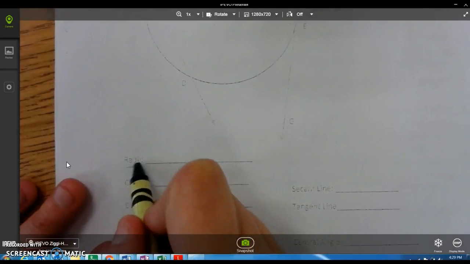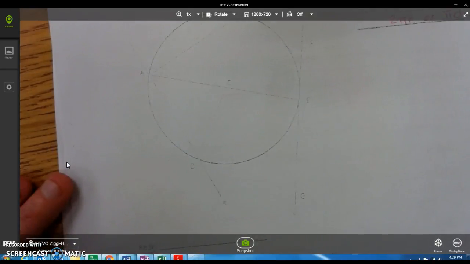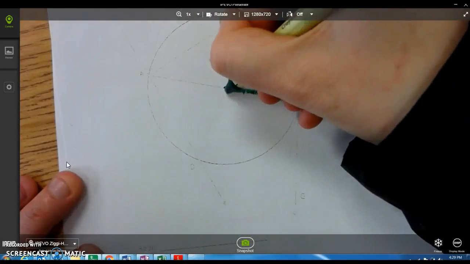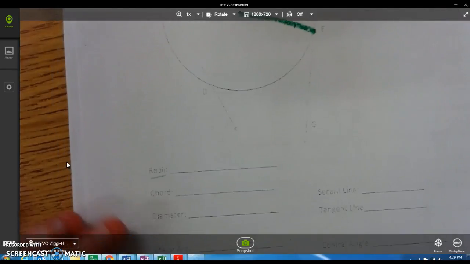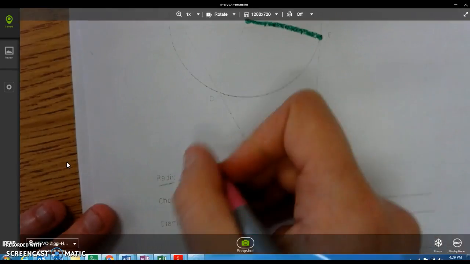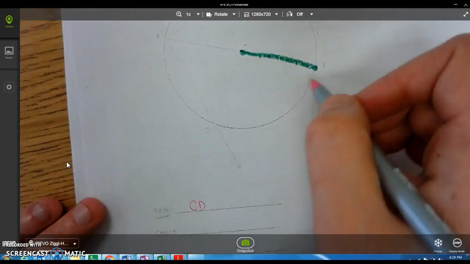So radii is the plural of radius. And I'm just going to name one of these. Let's say this one right here. A radius goes from the center to the edge. And we're going to name that as CD. Oh, sorry, that one we just did with CE. This is also a radius, right? Right here. But CE.